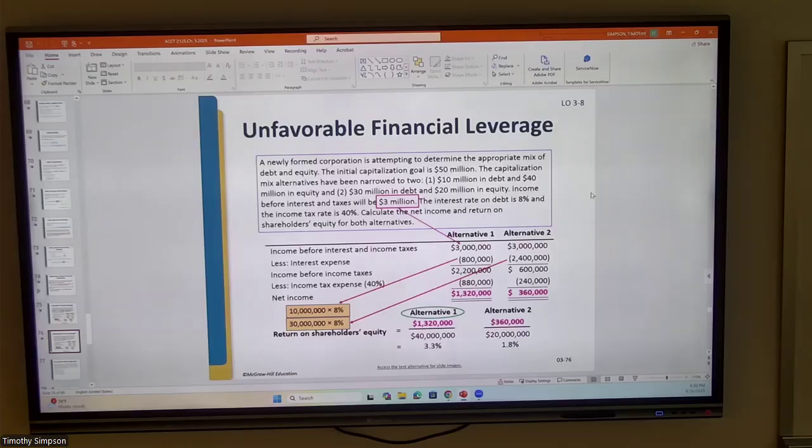On the other hand, what if we have a smaller base to start with? And so we take the two capital structure alternatives.